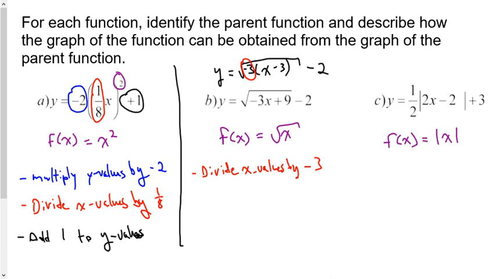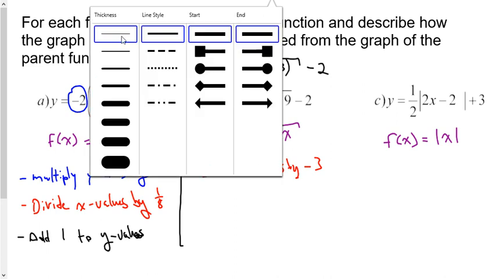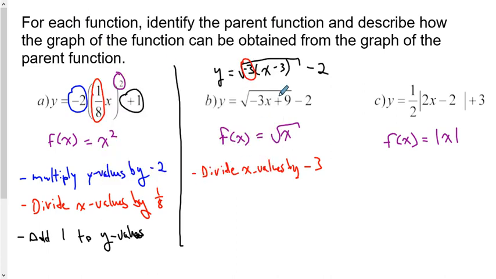Next, let's do, what's another color I could use for this? Let's do a nice light green. Let's hope this shows up for this one right here. That's going to be my horizontal shifter. It's negative, which means I'm moving in the positive direction, which is to the right. I'm going to add 3 to x values. It's going to shift it to the right, 3 spaces.